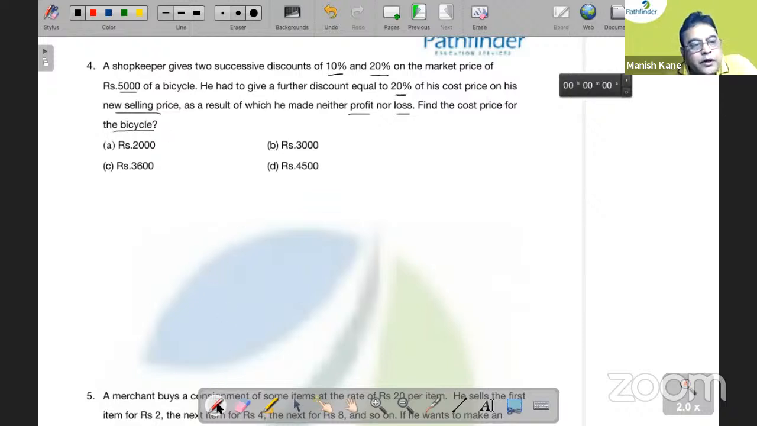Now, this is given to you. So if his initial market price is 5,000 rupees, a 10% discount will mean that the price goes to 4,500. A 20% discount is a discount of 900 on 4,500. So 4,500 minus 900 will give you 3,600 rupees.